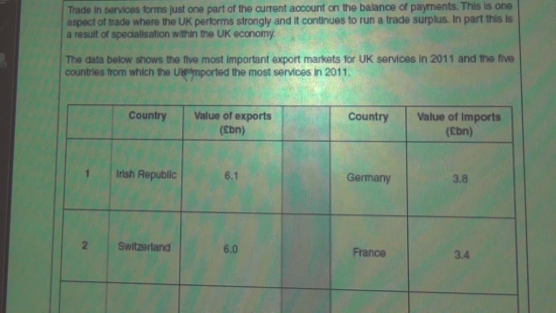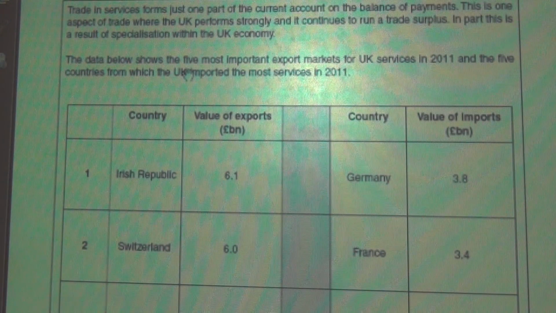Paragraph 2. The data below shows the 5 most important export markets for UK services and the 5 countries from which the UK imported the most in 2011. And again, remember, ladies and gentlemen, this is just for services. Nota bene, NB, this is just services.